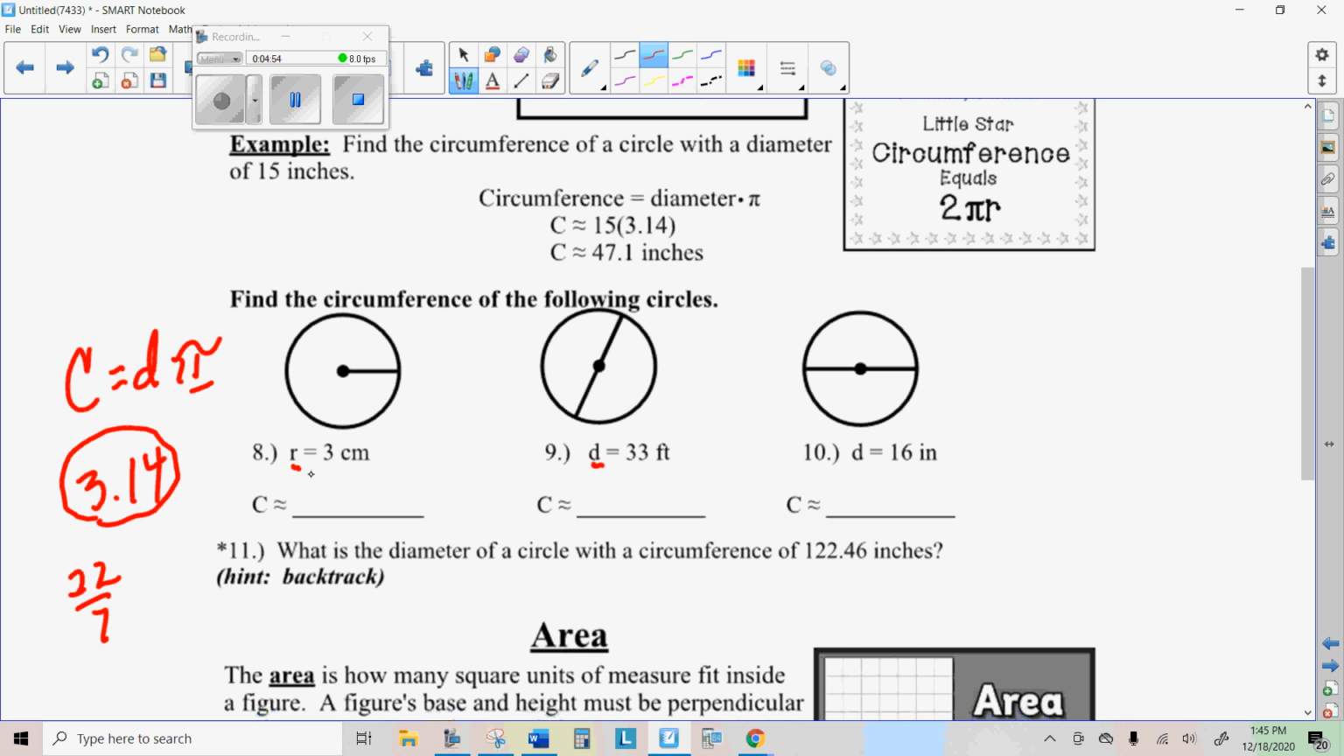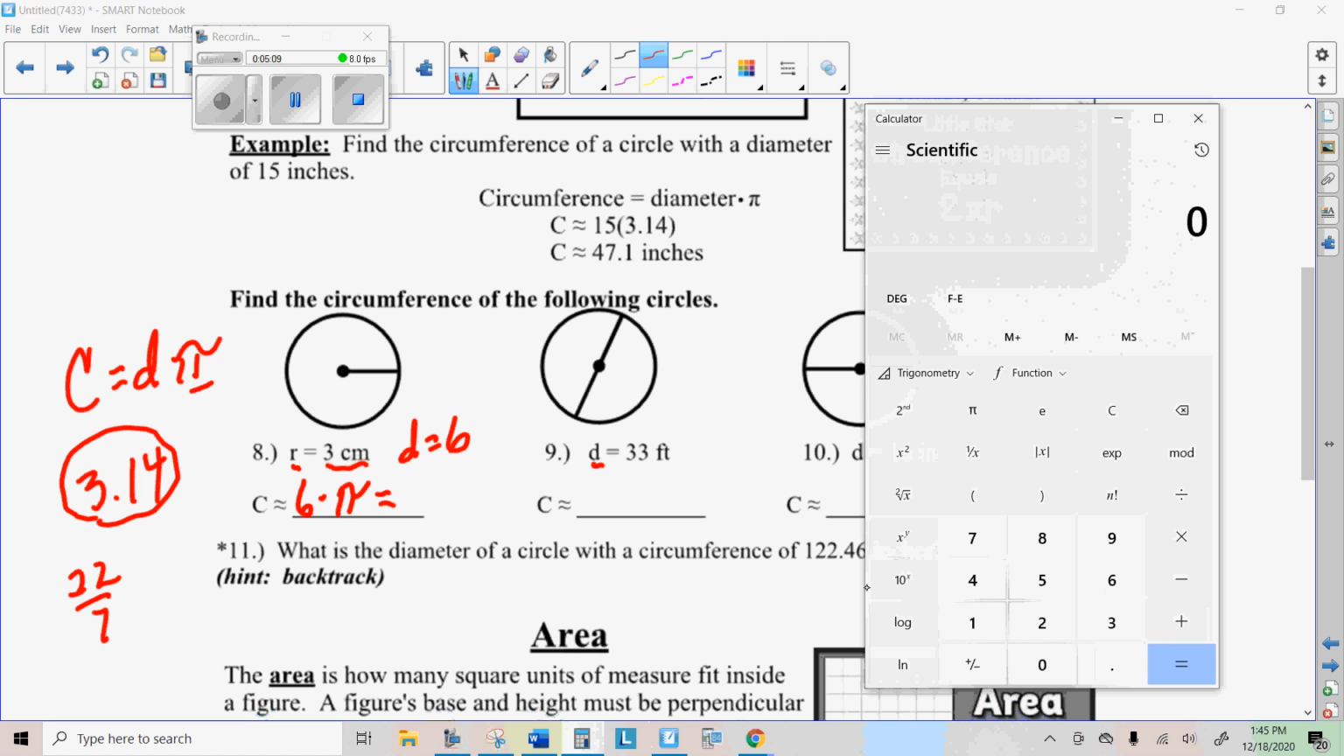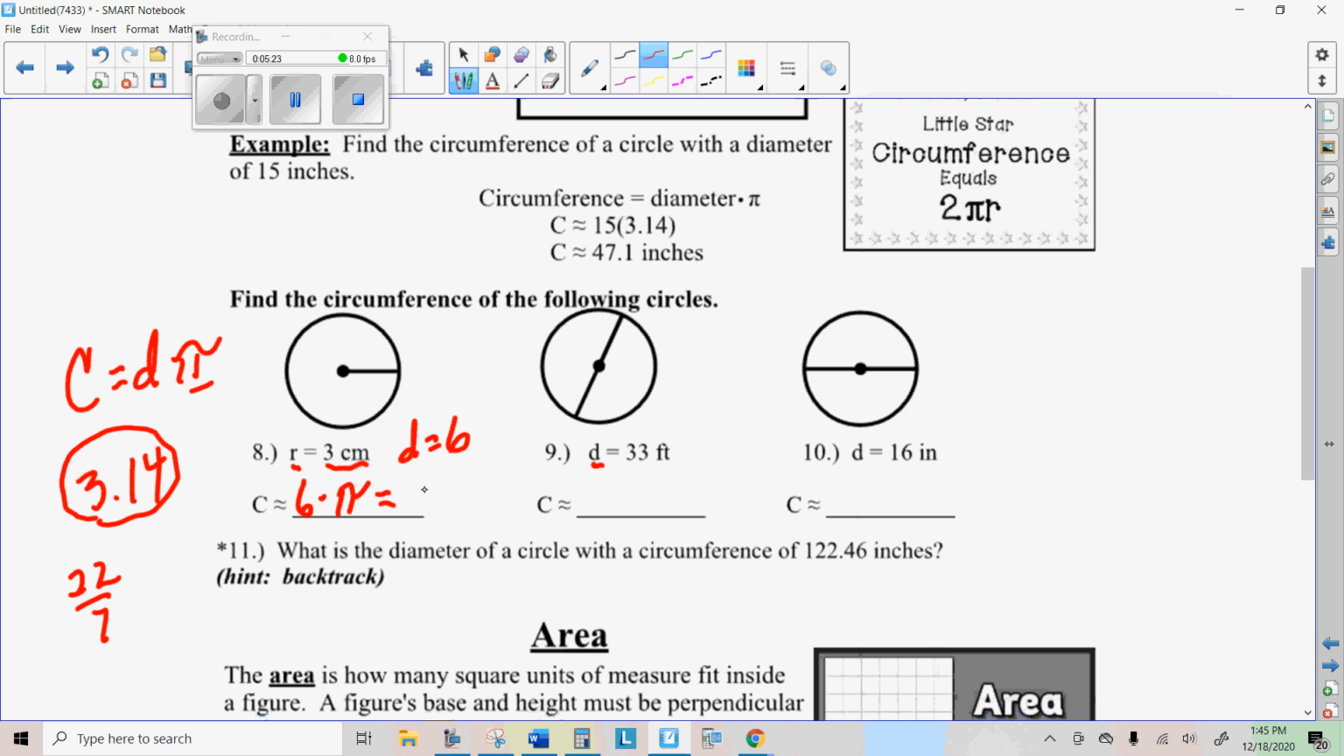So I need my diameter. If my radius is 3, my diameter is 6. So I'm going to take 6 times pi, and I'm going to use 3.14 for pi. So on my calculator, it's 6 times 3.14. You'll get a little more accuracy if you use your pi button. But if I do that, I'm going to get 18.84.